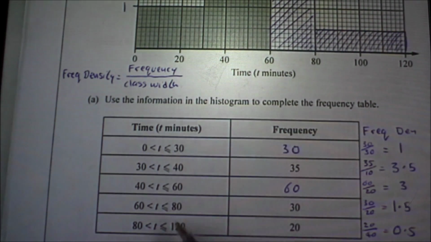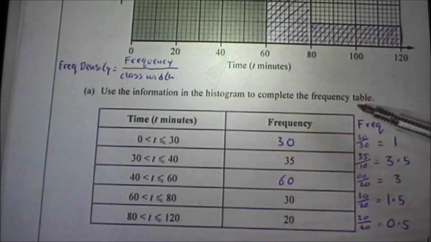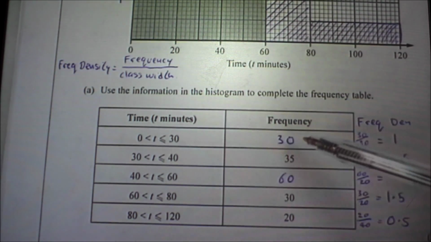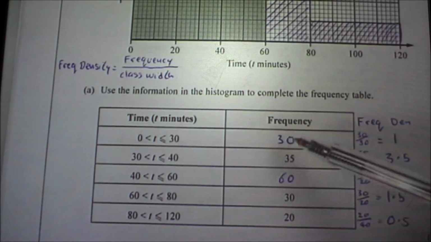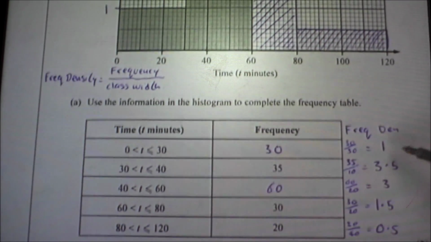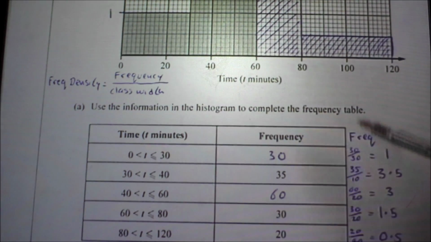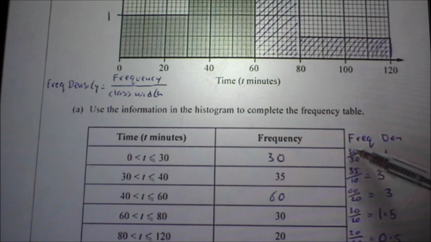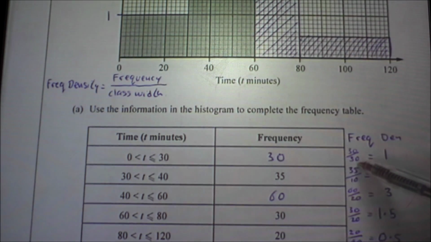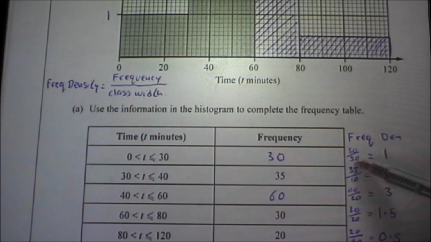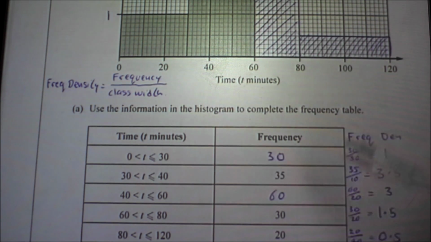You can also work out the bottom two as well. So you can mark these on your histogram. Then what you've got to do is work out what the frequency is. We know the frequency density for 0 to 30 is 1 because we've worked the scale out. So what you need to do is frequency, which we don't know, but class width we do, which is 30. So you're left with the question, what divided by 30 equals 1, so it must be 30.